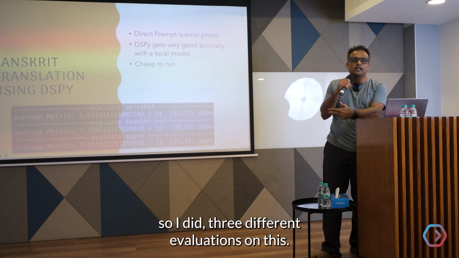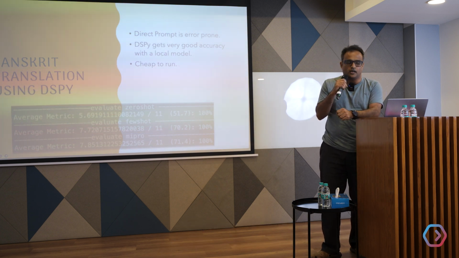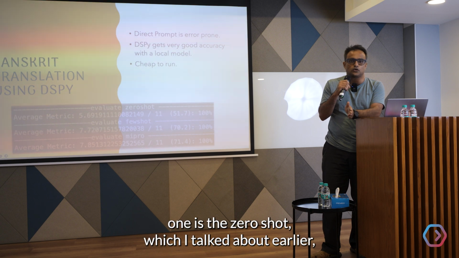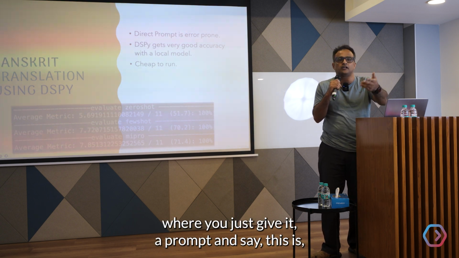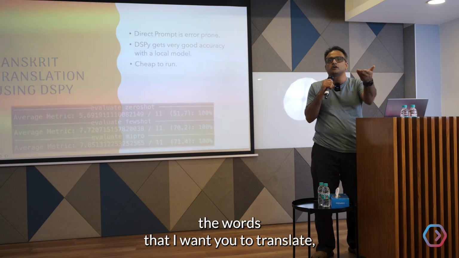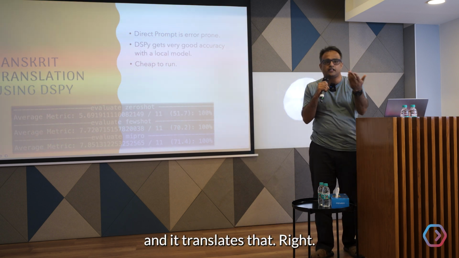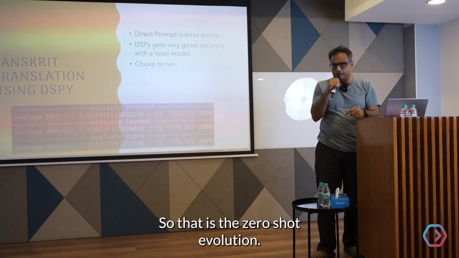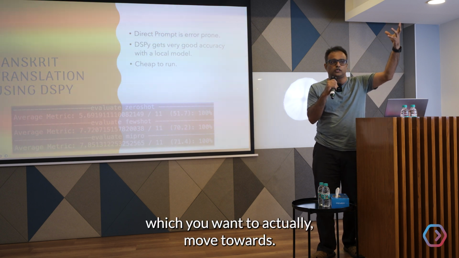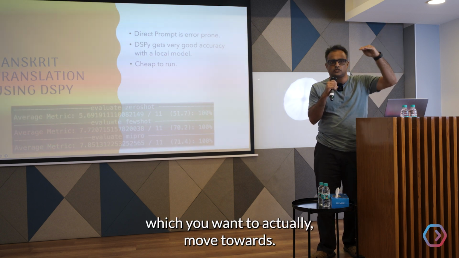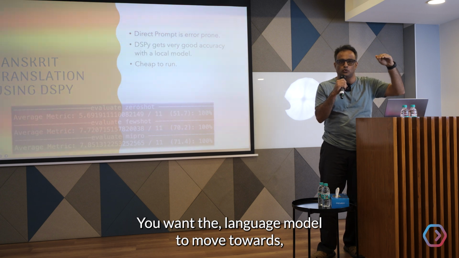So I did 3 different evaluations on this. The first one is the zero shot, which I talked about earlier, where you just give it a prompt and say, this is the words that I want you to translate, and it translates that, right? So that is the zero shot evaluation. And you have a set of examples which you want the language model to move towards.